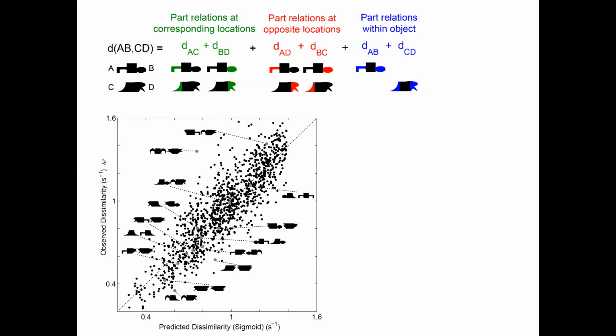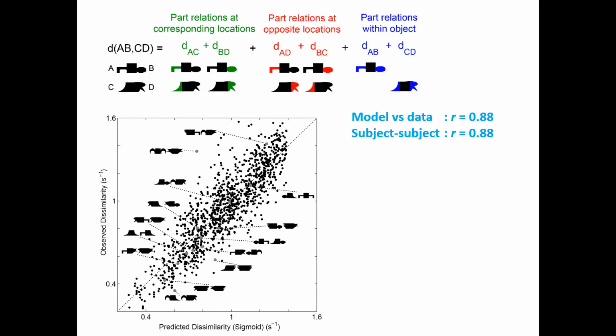This is what I'm plotting here: the observed dissimilarity on the y-axis. This is the reciprocal of reaction time. And the x-axis is the predicted dissimilarity. And you can see that there's a pretty nice fit between the model and the data, which is actually equal to the subject-subject consistency in the data as well, right?